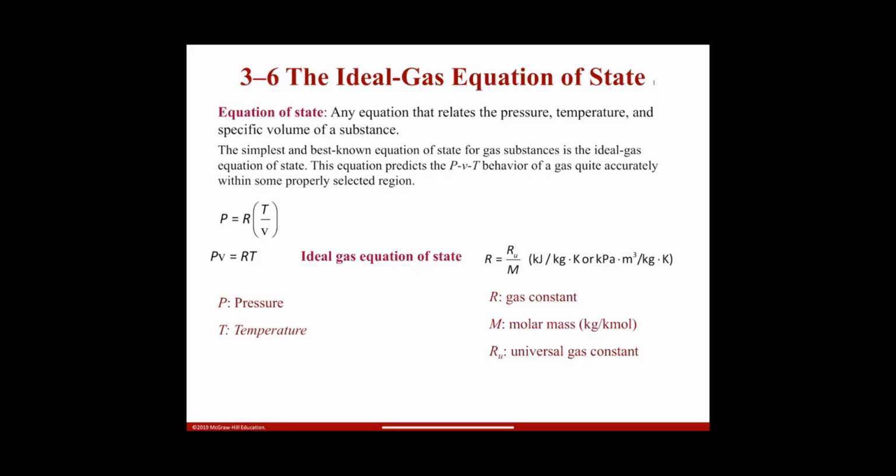An equation of state, pretty much any equation of state, is the one that relates pressure, temperature, and specific volume of a substance. The simplest and best known equation of state for gas substances is the ideal gas equation of state. This equation predicts the PVT behavior of a gas quite accurately within some selected property region. Okay? So, let me just recap a little bit.